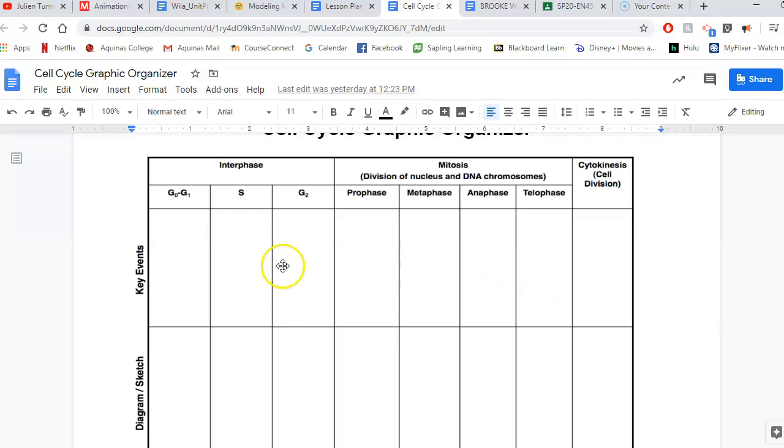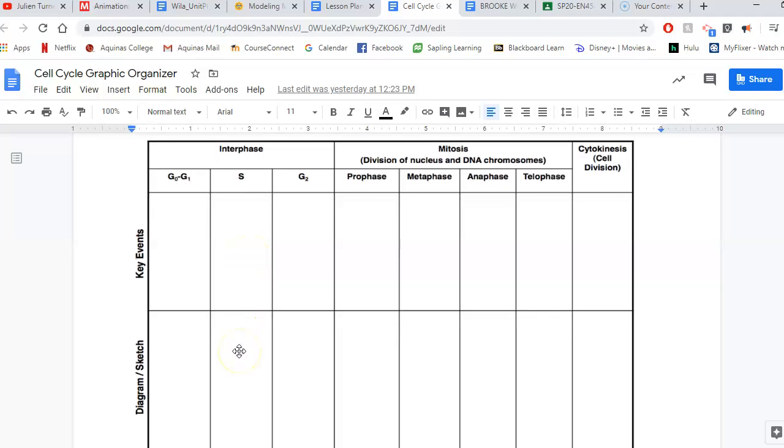All right, so you guys are going to do S phase here. Okay, and what did you say for that? Perfect. So Joe said DNA replicates producing 2 copies of each chromosome. That is correct. So that is a great key event that you can put in this box here, and then making sure that you have a picture that somewhat depicts what you said above.